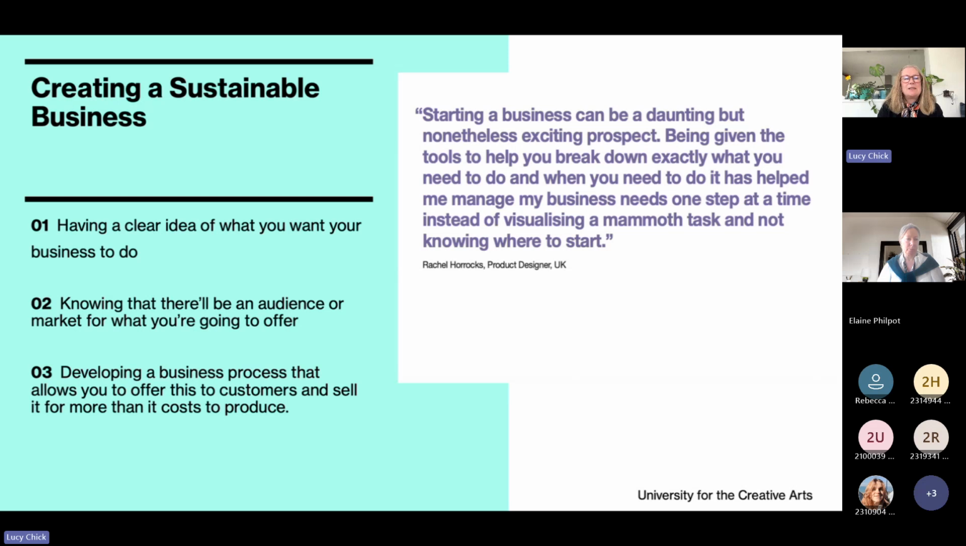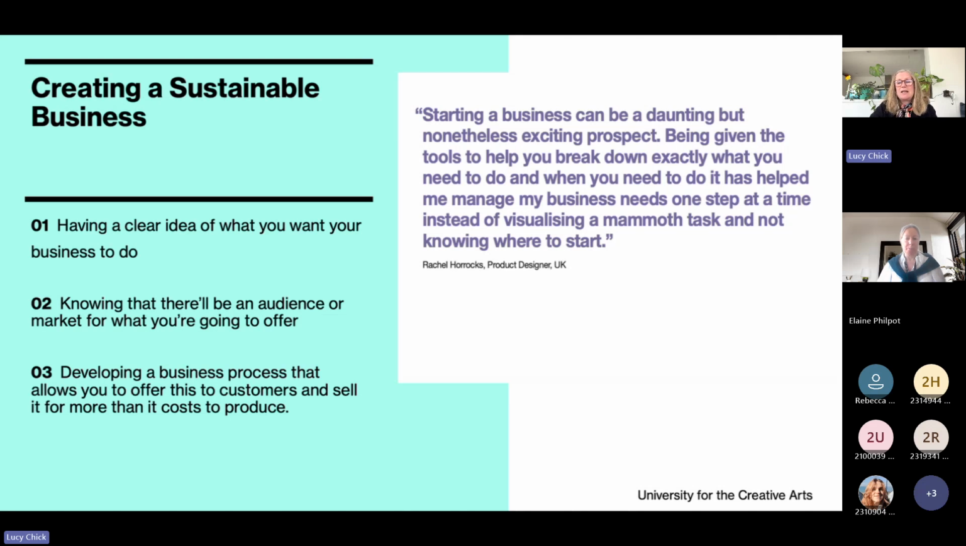Creating a sustainable business, one which will survive and have longevity, is quite key. The elements involved include having a clear idea of what you want your business to do, knowing there'll be an audience, a market for what you're going to offer, and developing a business process. This is what we're going to talk about today. There's a quote there from Rachel Horrocks, a product designer in the UK, about how doing this for herself was really helpful. It stopped her being overwhelmed. She was able to identify what her business was going to do, what the processes were, where she needed help, what she was going to do herself, and which elements she needed to pay for.